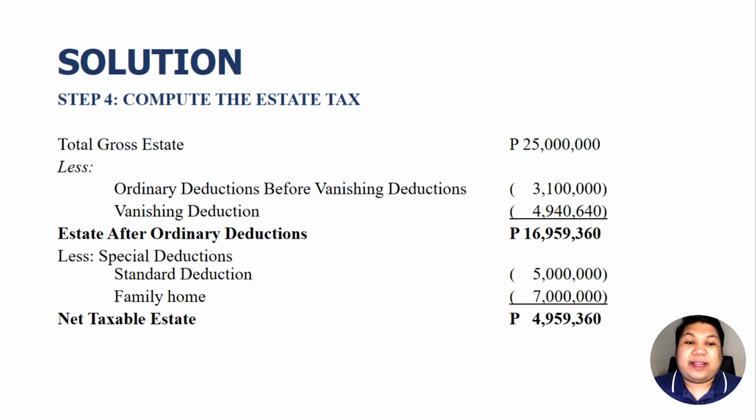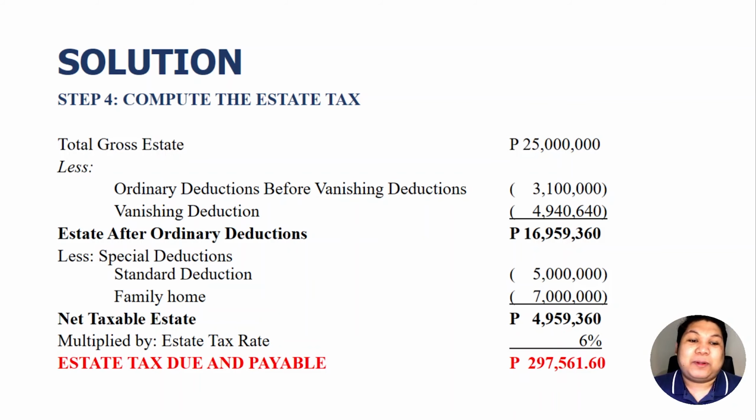So therefore, the net taxable estate of Juan is 4,959,360. Since the decedent here is an unmarried single, we cannot deduct the share of the spouse because Juan is single. This net taxable estate will now be multiplied by 6%, the estate tax rate, to get the estate tax due and payable of 297,561 pesos, 60 centavos. So that's it. That's how you compute the estate tax. After you computed the net taxable estate, you just multiply by 6%.